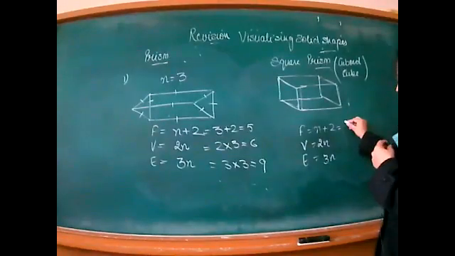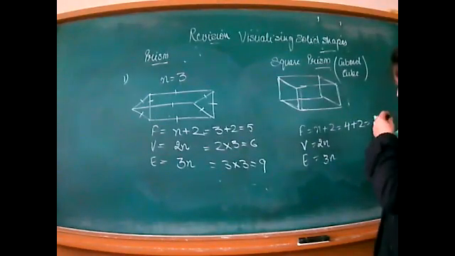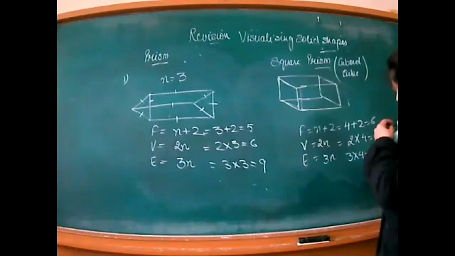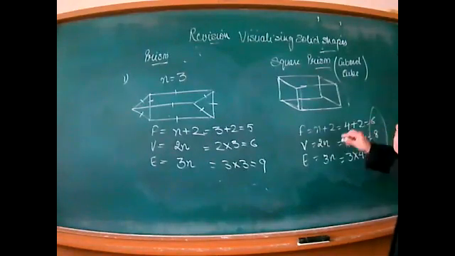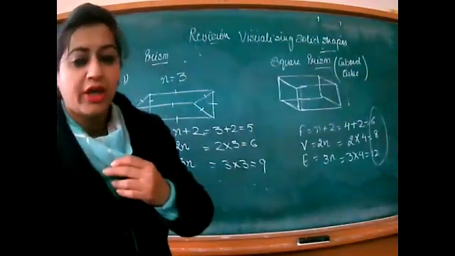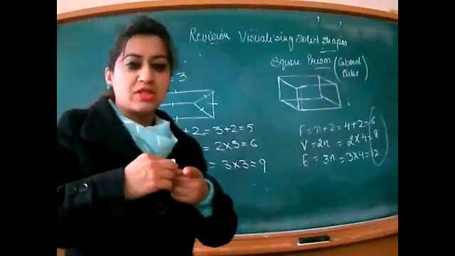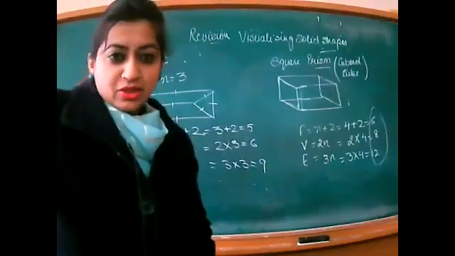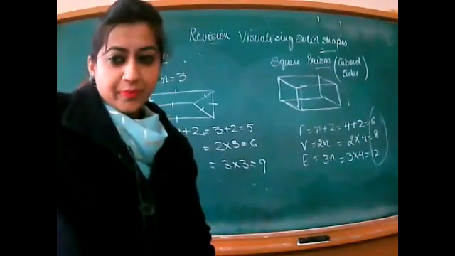N is 4. 4 plus 2 is 6. 2 into 4 is 8. 3 into 4 is 12. So these are the faces, vertices, and edges that you have already discussed in case of cuboid. So same are the faces, vertices, and edges for square prism. Is it okay now? Yes, ma'am.